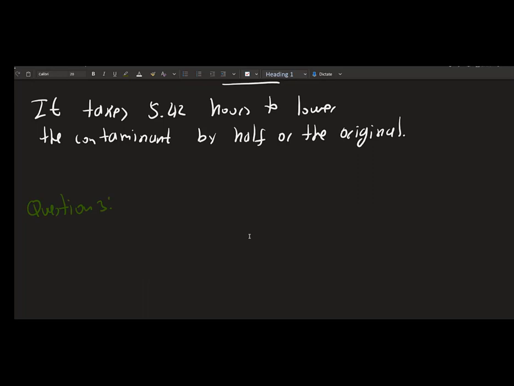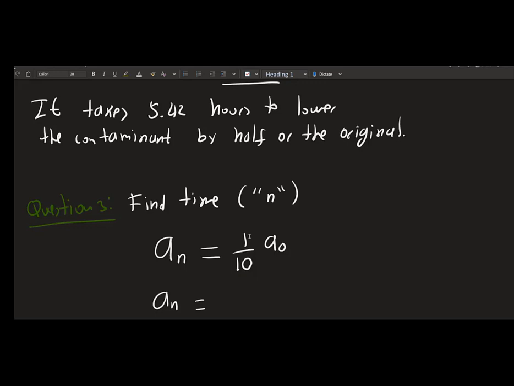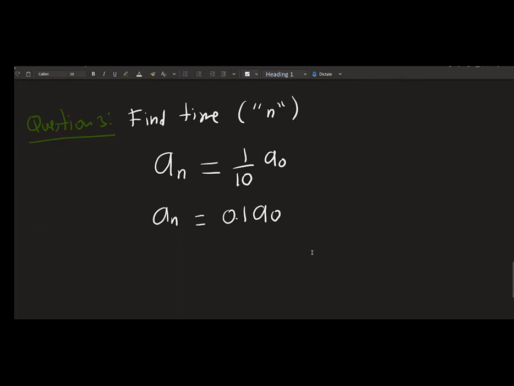So we still need to find time here. In this case, time is our variable N. So we need to know what is the time so that 10% of the contaminant is left. So what would be the equation here? AN. Right, so we're going to do something similar here. This is similar to what we did the other time. So again, I'm going to give you a couple of minutes and please solve this for N and then we'll compare the answers. Solve for N.